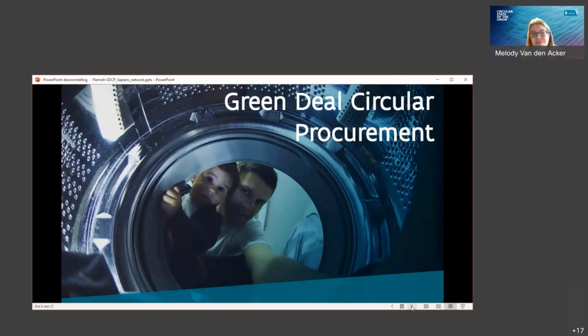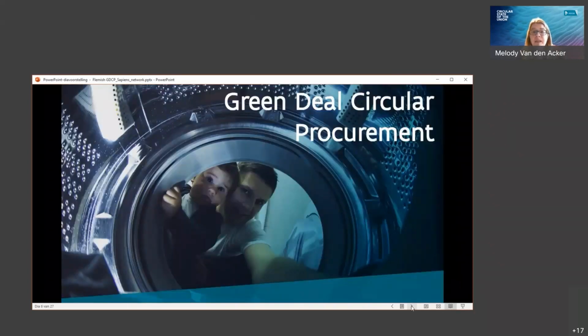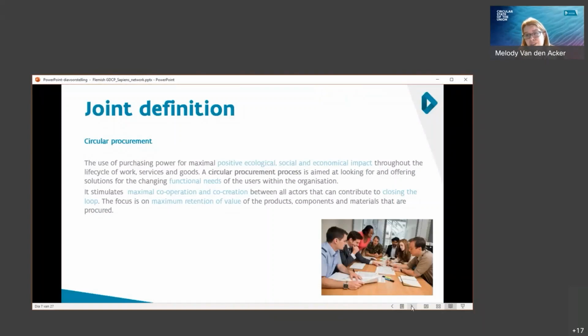So as promised, I'll tell you a little more about the Green Deal on circular procurement we had in Flanders. This Green Deal took place from 2017 until 2019. And as Dr. Anders Voorder already mentioned, it's quite important to have a joint definition or a common language. So in the very beginning of this Green Deal, we started with quite a large group of people to discuss this joint definition that we would use for the Green Deal on circular procurement. And as you can see, it's important to focus on the ecological, the social, as well as the economic, and also to look at the functional needs for procurement. And so basically what Dr. Anders Voorder has also explained, that it's really important to close the loop and maximize the retention of value.